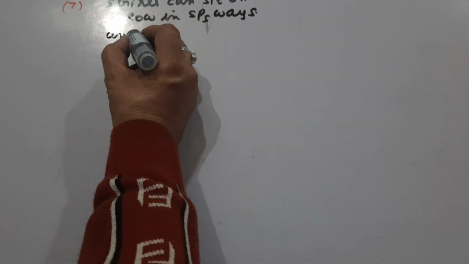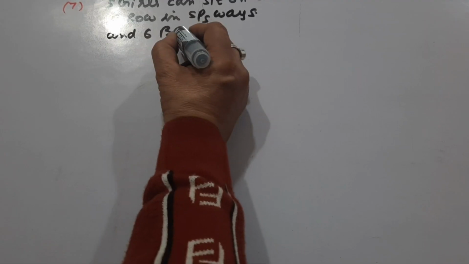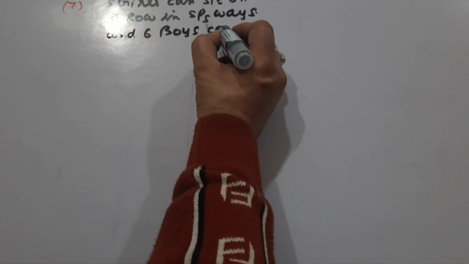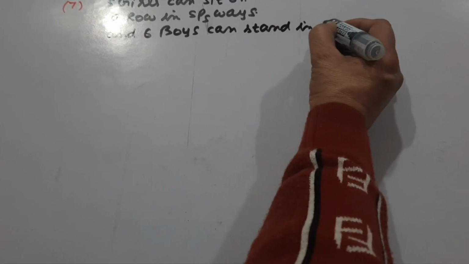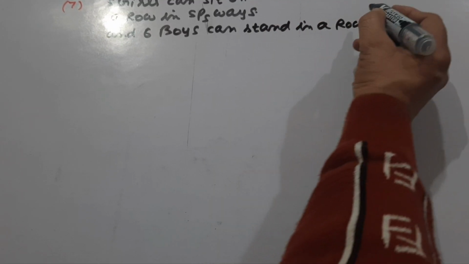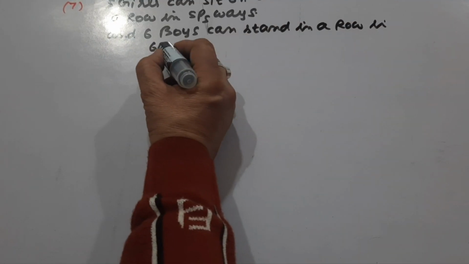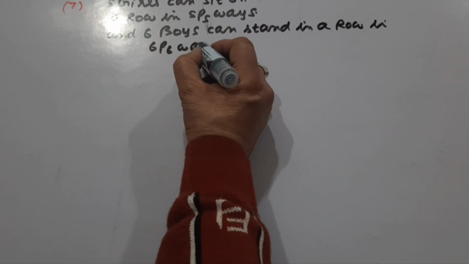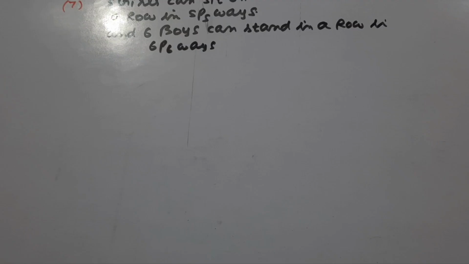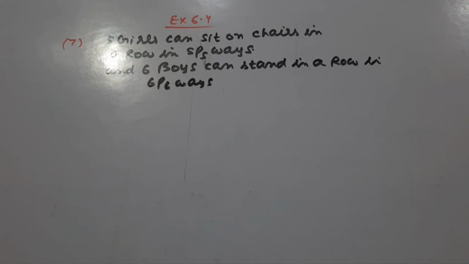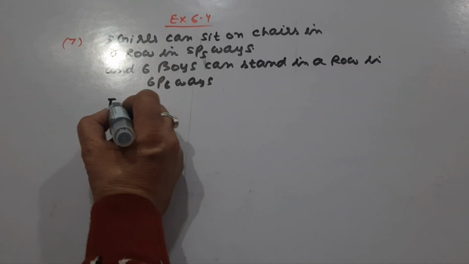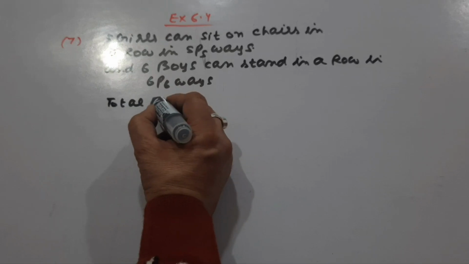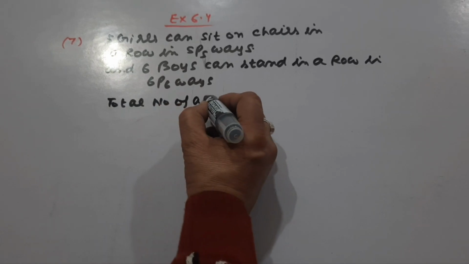and 6 boys can stand in a row in 6P6 ways. We have 5 girls, so 5 girls can sit on chairs in 5P5 ways, and 6 boys can stand in a row in 6P6 ways. So therefore total number of arrangements.